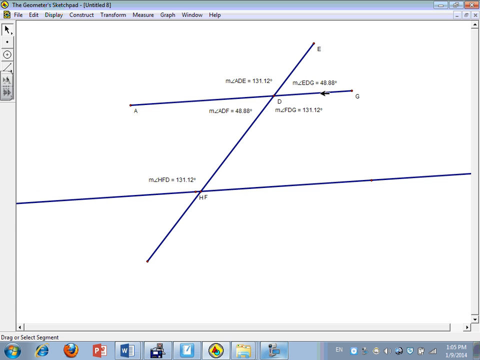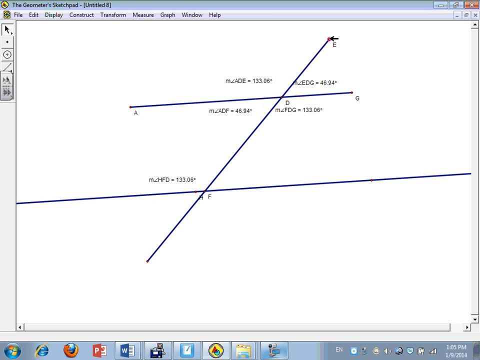Does it matter if I bring this one down? No. Does it matter if I change the angle? Are they still going to be exactly the same? Yeah.